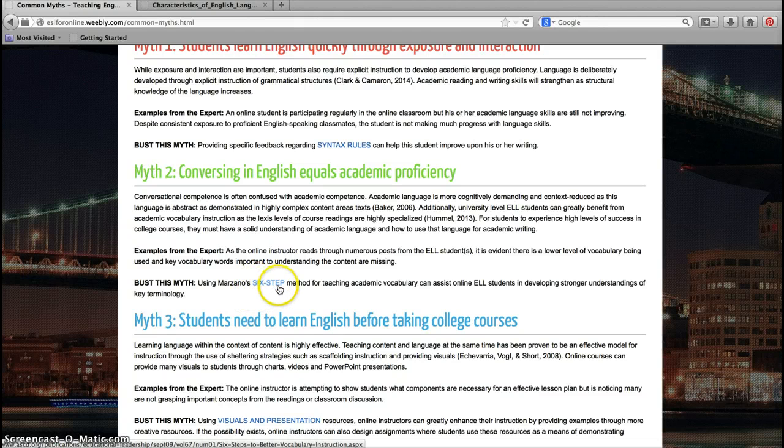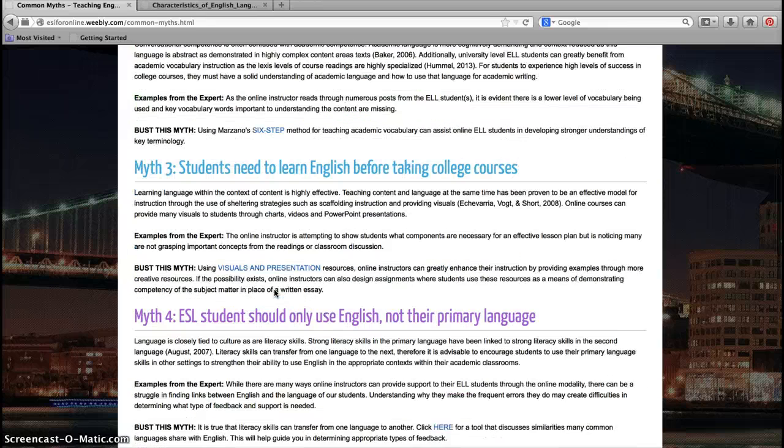If you click on this 6-step method, it was developed by Robert Marzano. It's an excellent way to help support your online ELL students in attaining a higher level of academic vocabulary.